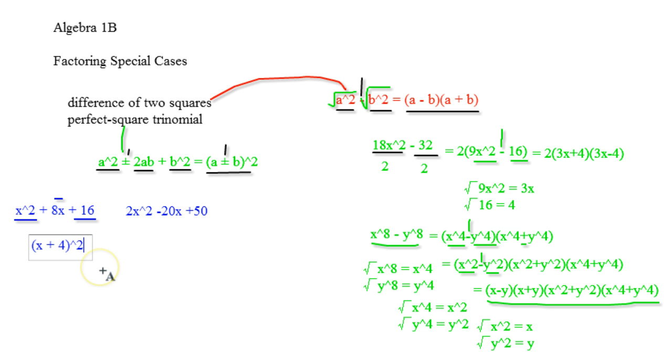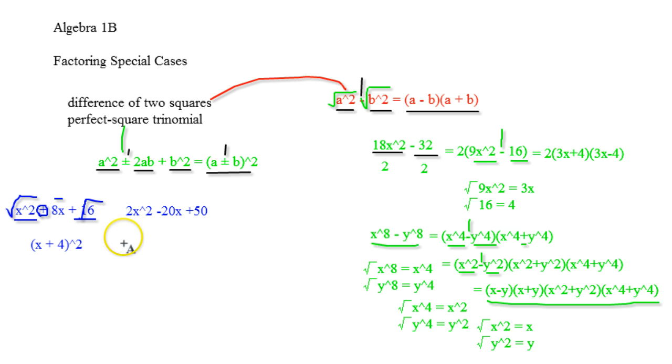I don't even have to factor that at all, because I know all I need to do is take the square root of the first, the square root of the last, and then use the sign in the middle. Oops, I'm going to circle it rather than underline it, because it looks like a plus or minus.